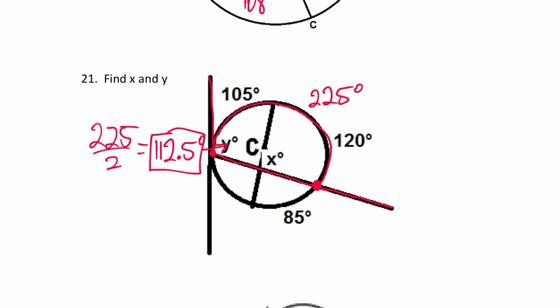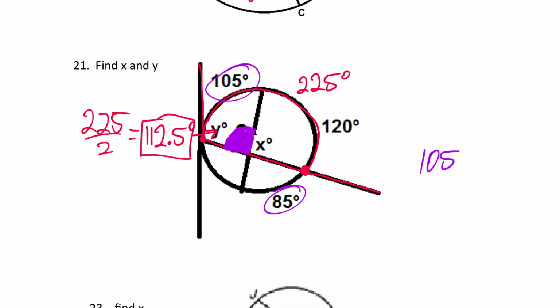Okay, now to find x. First of all, before I find x, I've got to find this angle right here. Remember how we get to that angle. This is not a central angle, it's not an inscribed angle, so it's neither of those. So I'm going to take this arc and this arc, add those up and divide by 2. So 105 plus 85 divided by 2 is 95. So this angle is 95 right here where the purple is.